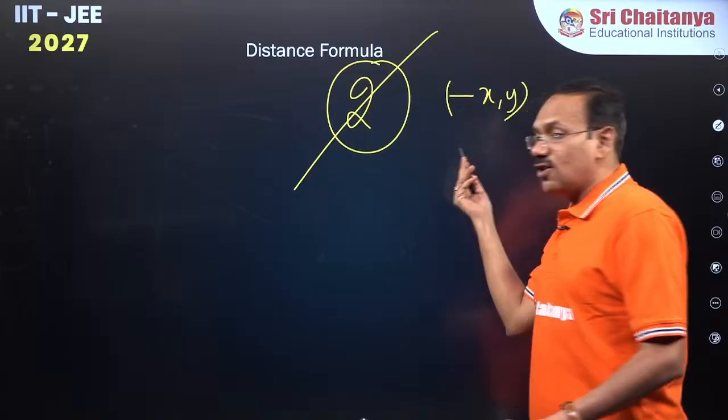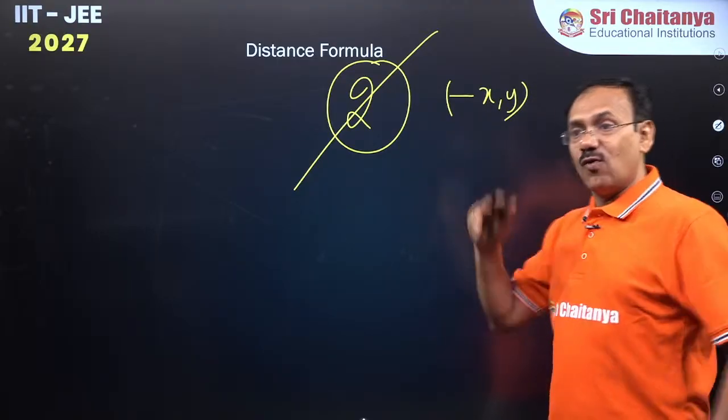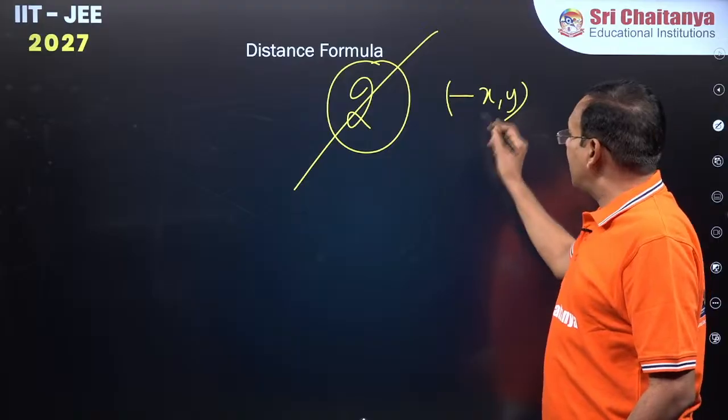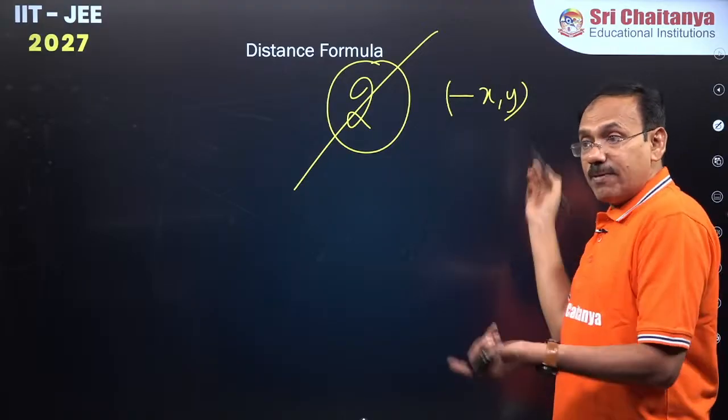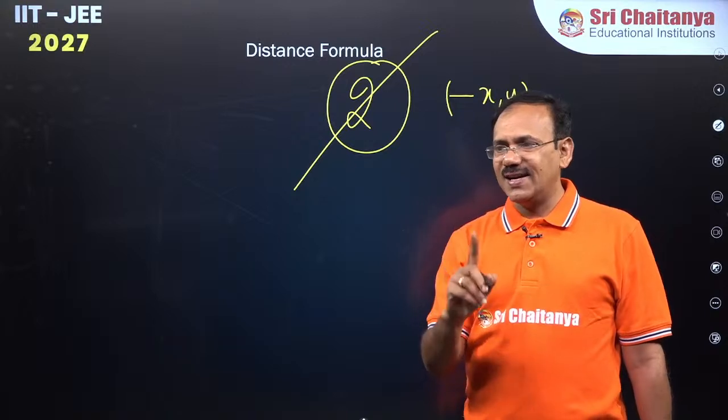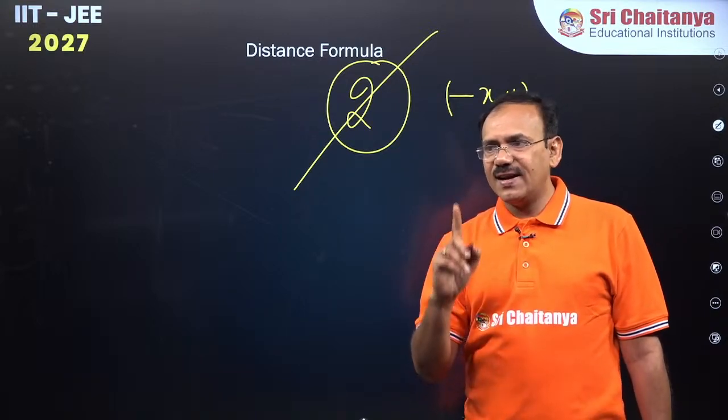If x is 0, it will be on the y-axis. If y is 0, it will be on the x-axis. So if x is minus 3 and y is 3, this becomes the second quadrant. Got my point? Everyone? Clear?